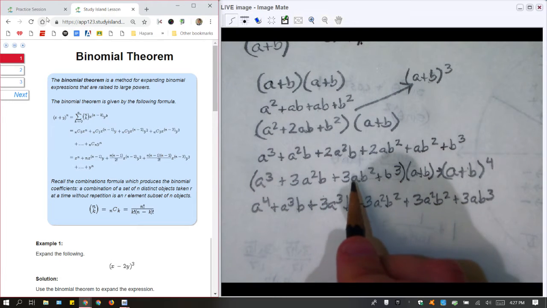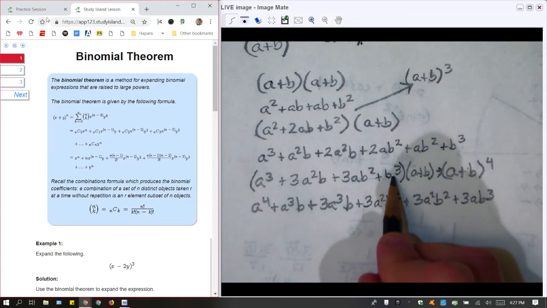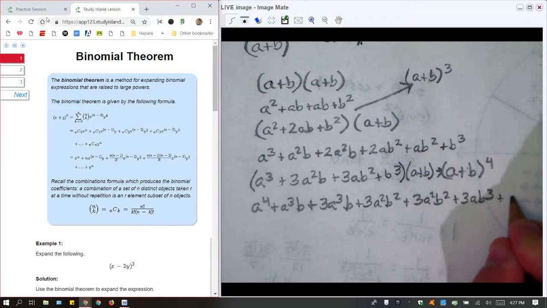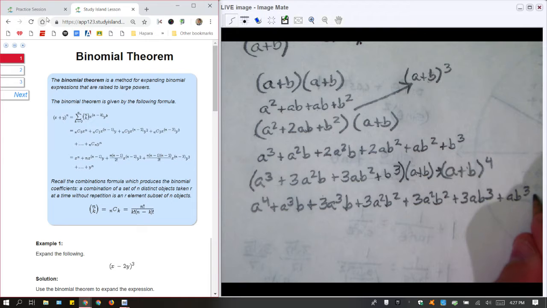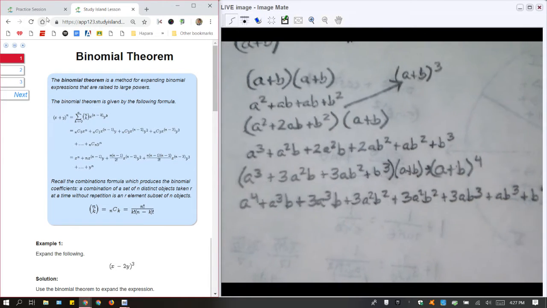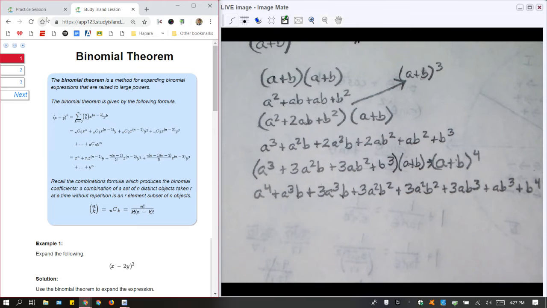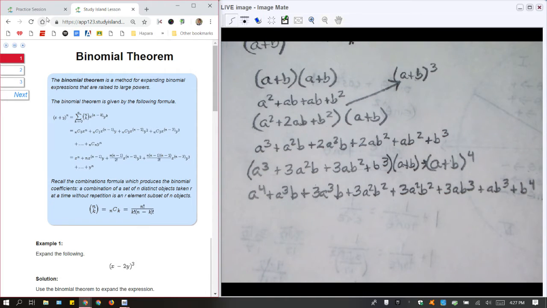And then after 3ab squared times b, we have b cubed times a, which is ab cubed. And then we have b cubed times b, which is b to the fourth. So what does all that end up looking like? And trust me, there's a point to this, so just bear with me.